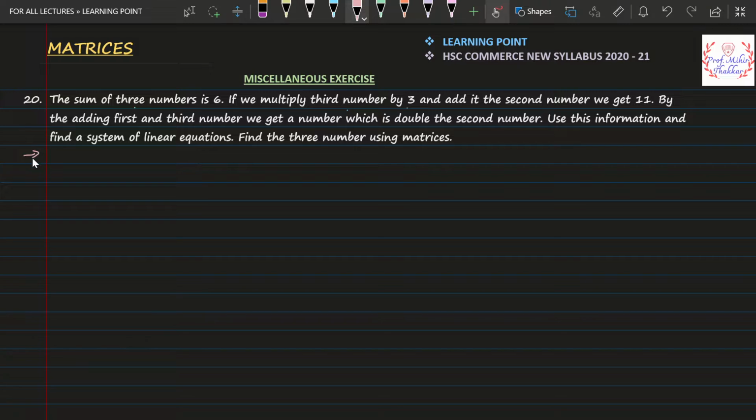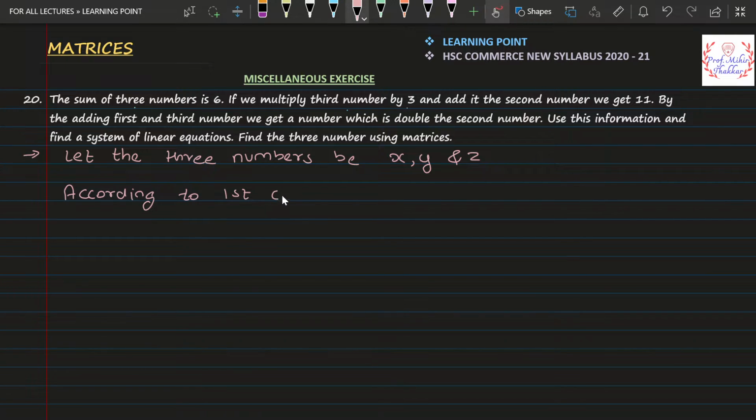So, because I have to find the three numbers, I will assume, let the three numbers be x, y and z. So I can say over here, according to first condition, sum is 6. So x plus y plus z is equal to 6. Let me give it as equation 1.